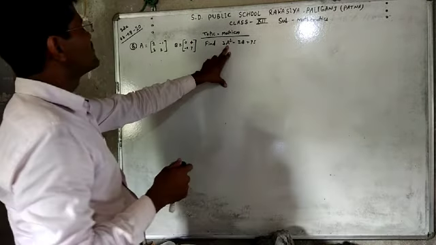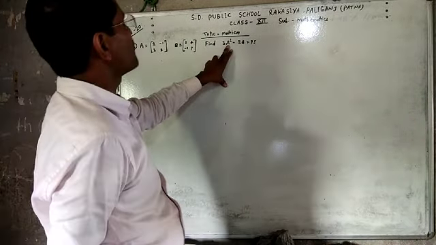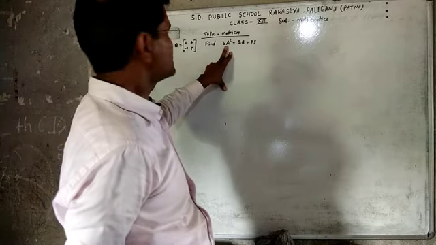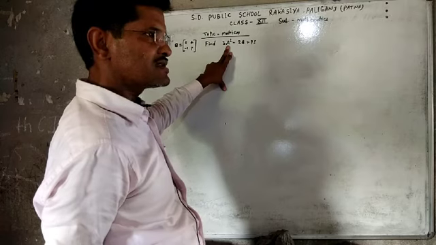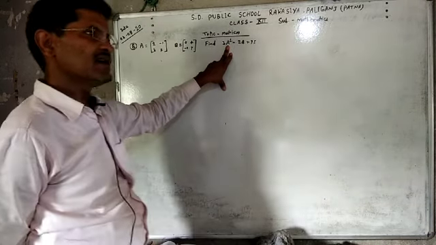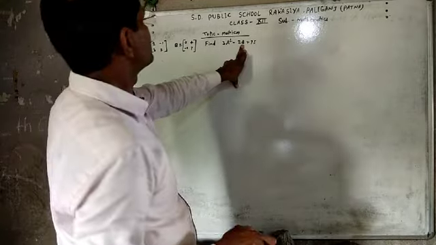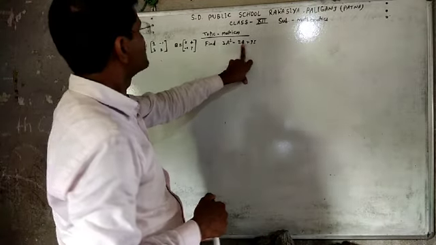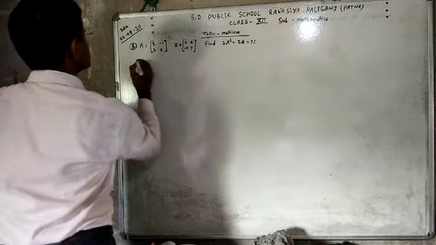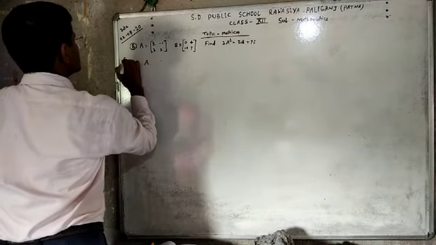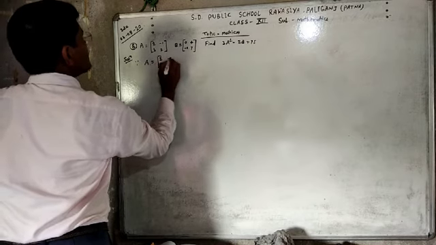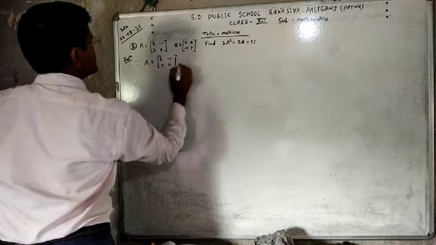First of all, we find every step of this expression. The first step of this expression is 3A square. In this, A square becomes... Now we have to find A square first. Then 2B, and after that 7I. Since A is equal to the matrix 2, minus 1, 3, 2.